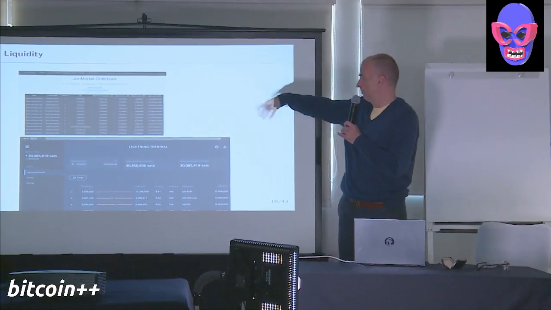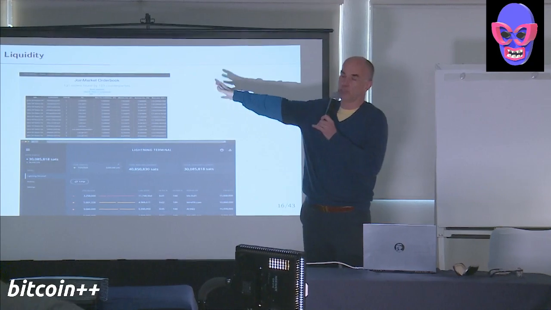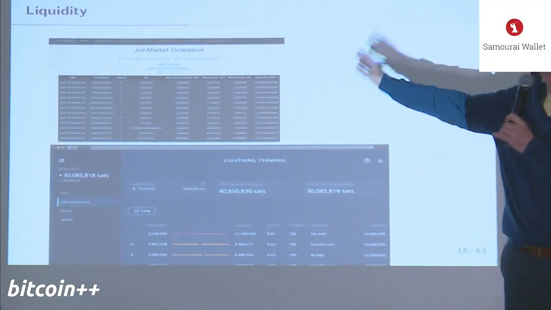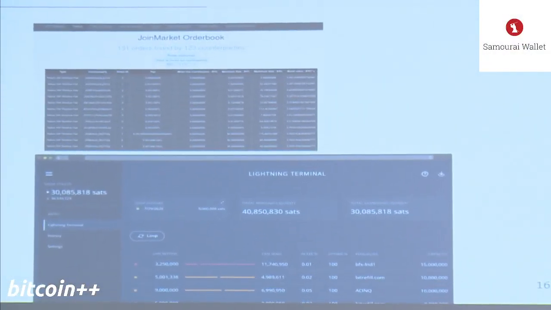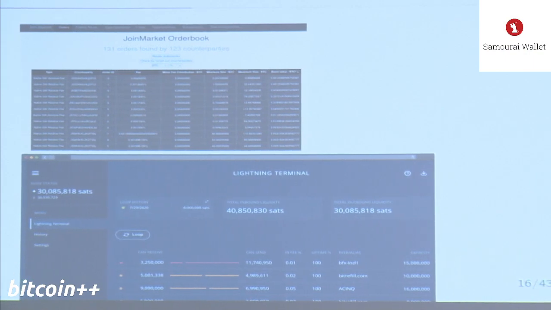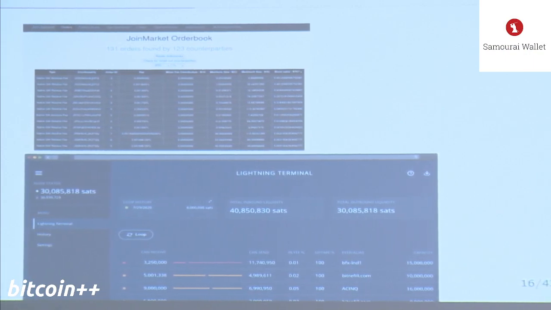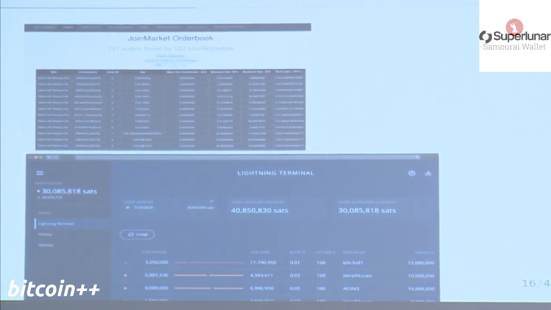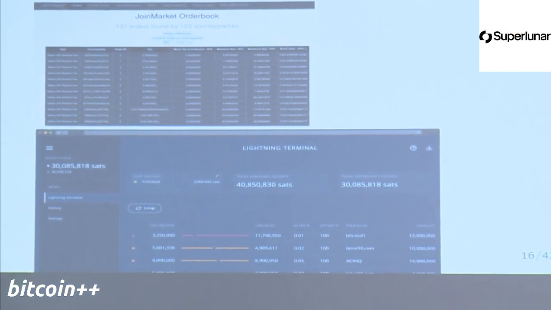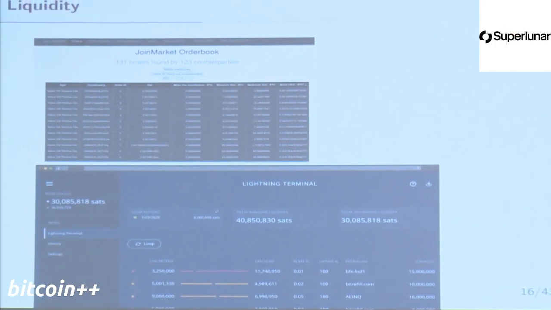I can't remember when I found these years ago. This joint market order book is a market. This is some Lightning terminal thing, whatever. There are liquidity markets, there are liquidity ads, there are all these markets. So we're used to the idea that we can advertise to request liquidity and offer a payment for that service of liquidity.